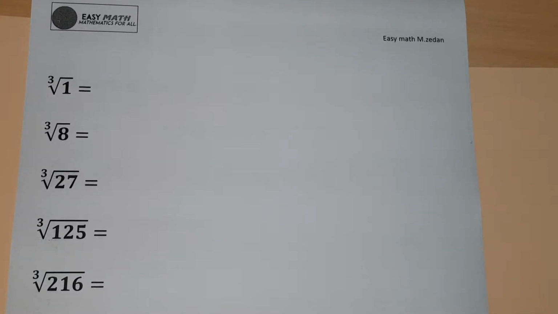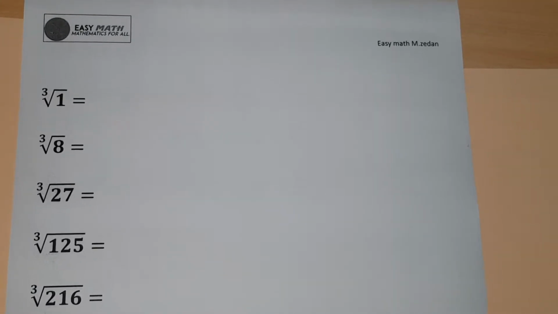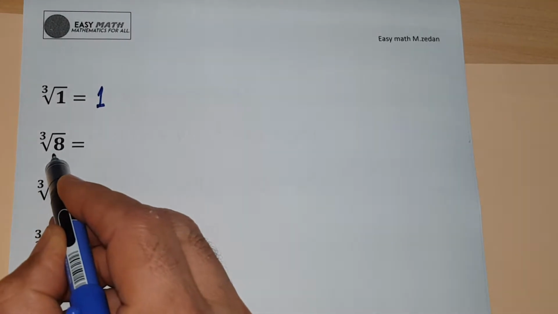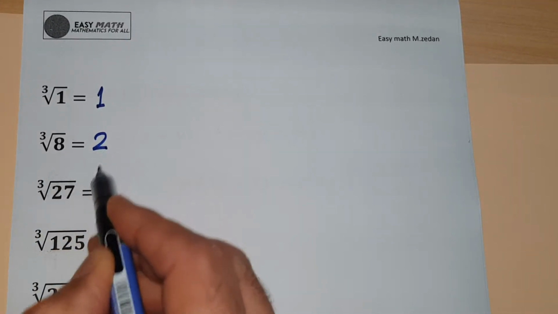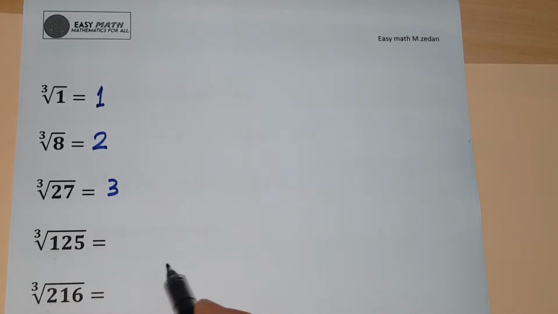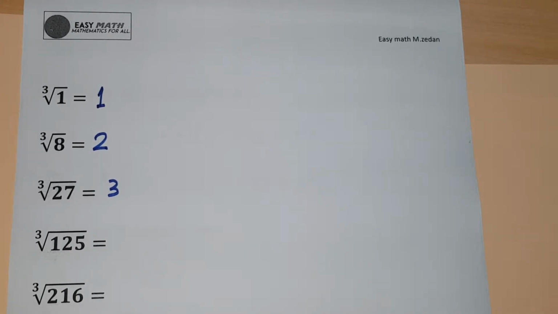We continue now. If I ask you to find the cube root of 1, what's the answer? It's 1. What's the cube root of 8? 2. What's the cube root of 27? It's 3. Let me give you a meaning for what I'm talking about.